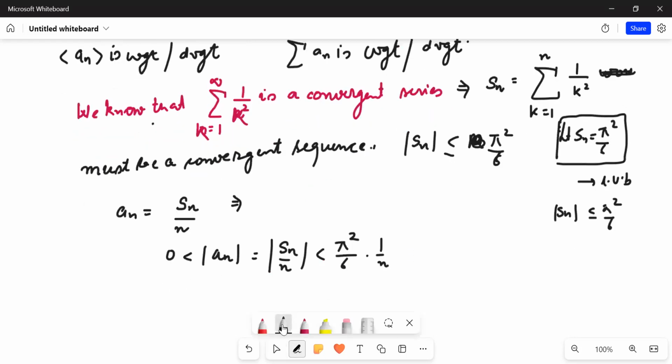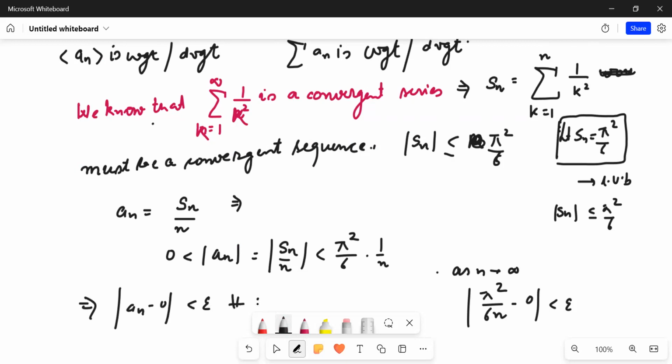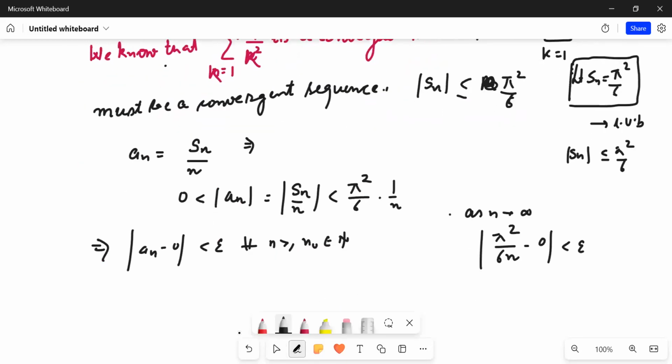Now, as n tends to infinity, or as n is large, this entire thing would become small. So I can write pi square upon 6n minus 0, whether you take modulus or not is one and the same thing, because after all 1 upon n would be positive, and we can make it less than epsilon. It implies that the modulus of an minus 0 can be made less than epsilon for all n greater than or equal to some natural number. What does it imply? It implies that limit of an would be simply 0. Okay, limit of an must be 0.